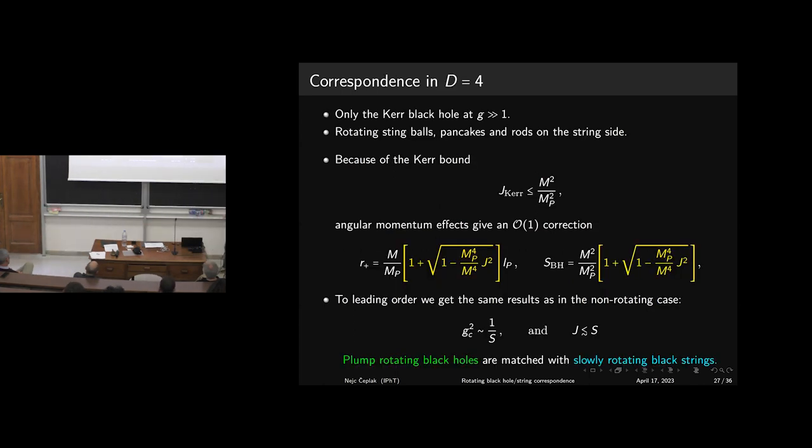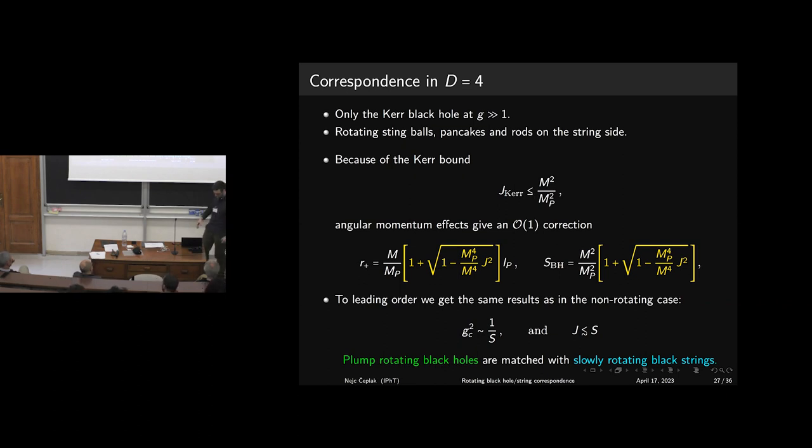So now let's start with four dimensions. We said we're only going to consider the Kerr black hole, so we only consider the Kerr black hole at strong coupling. And on the rotating string side, we have string balls, which are slowly rotating black strings. We have rods and we have pancakes. But because of the Kerr bound, as I said before, the horizon size and the Bekenstein-Hawking entropy get corrected only by order one factors, which this correspondence principle doesn't know about. So everything to leading order just works out as for the non-rotating case.